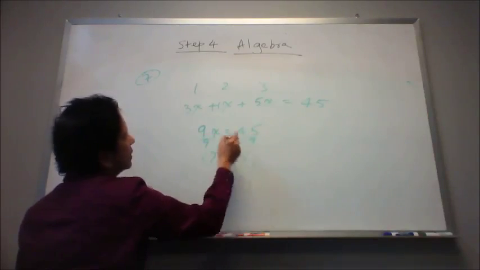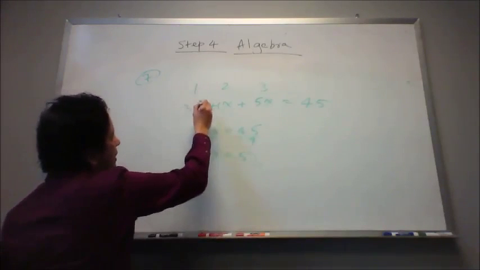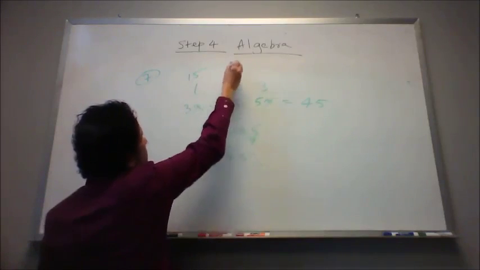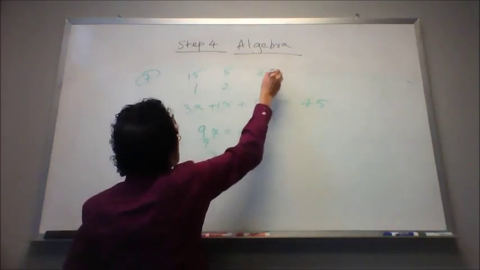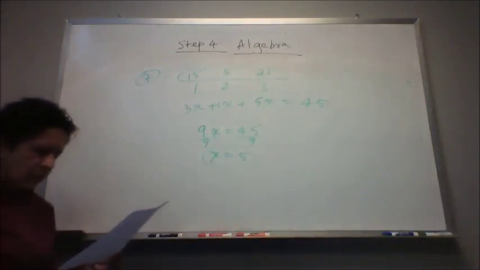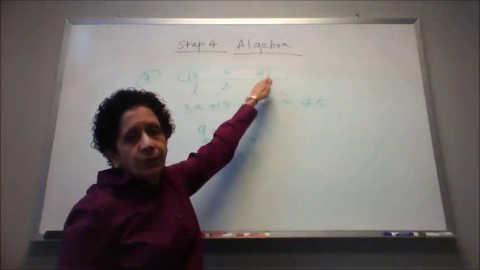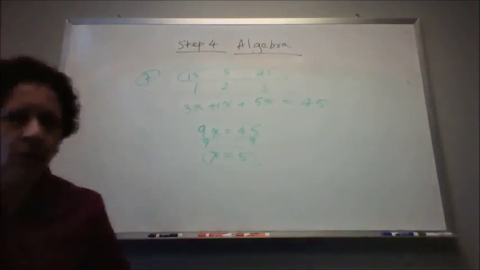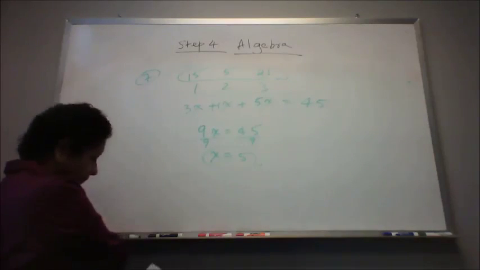X equals 5. So for the 3 boxes, the first box is 3 times x, that's 15 pounds. Second box is 5 pounds. Third box is 5 times 5, 25 pounds. Now when you add all these, you get 45 pounds. So the question is, what is the weight of the third box? And that is 25 pounds. Okay? So setting up these problems are the hard ones. Once you practice, you will be able to get it.